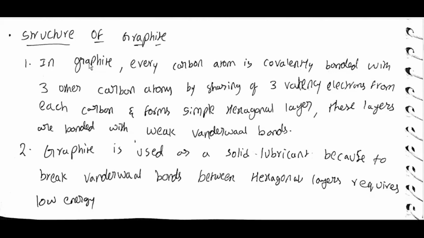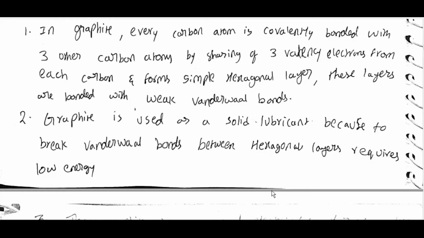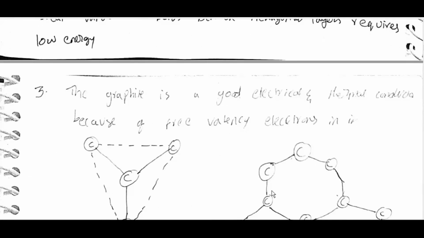Structure of graphite. In graphite, every carbon atom is covalently bonded with three other carbon atoms by sharing three valency electrons from each carbon and forms a simple hexagonal layer. These layers are bonded with weak van der Waals forces. Graphite is used as a solid lubricant because breaking the van der Waals bonds between hexagonal layers requires low energy.